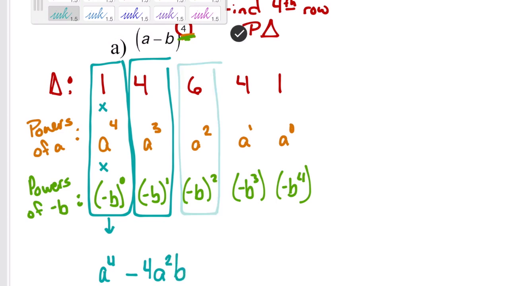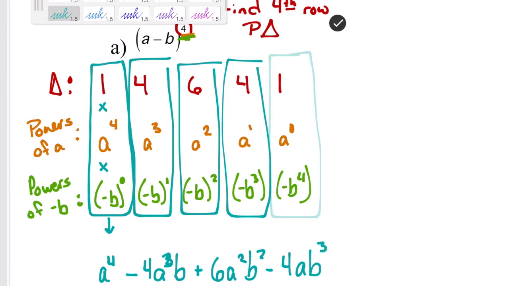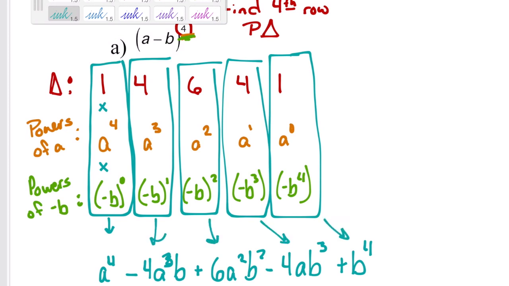Multiplying all of these in, we have 6 times a squared. That negative b squared will cause it to become positive. So 6a squared b squared. And then here, negative b cubed would leave it as negative, so we'll have minus 4ab cubed. And then our very last term, that negative b to the 4th power will cancel out our negative, leaving us with positive b to the 4th. And then we're done.